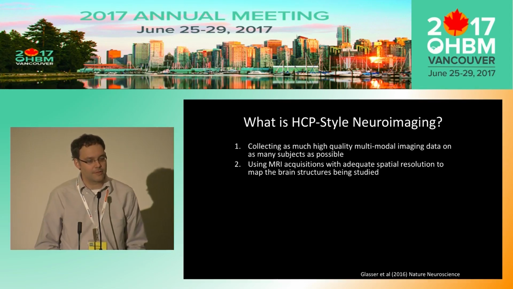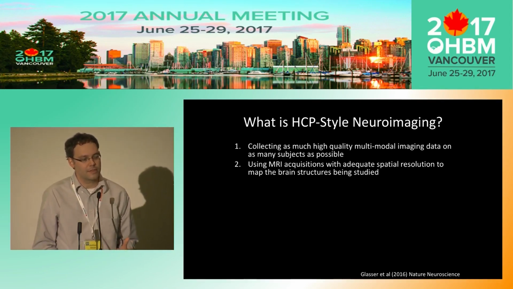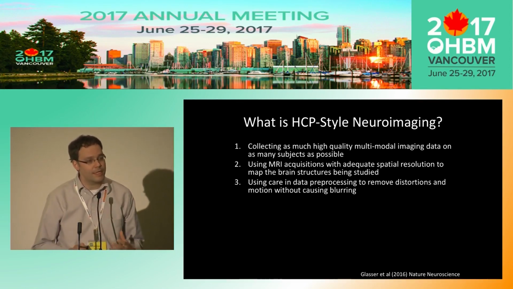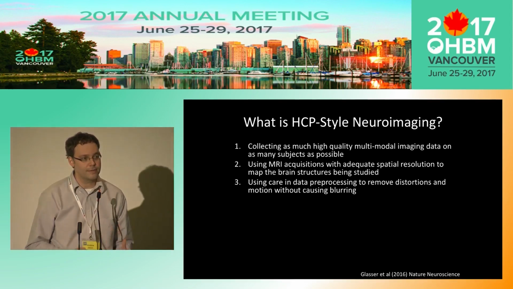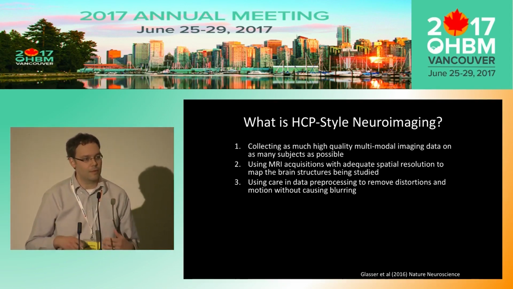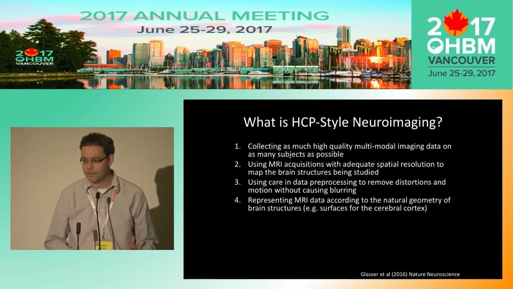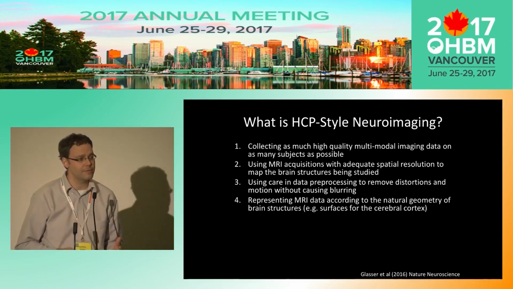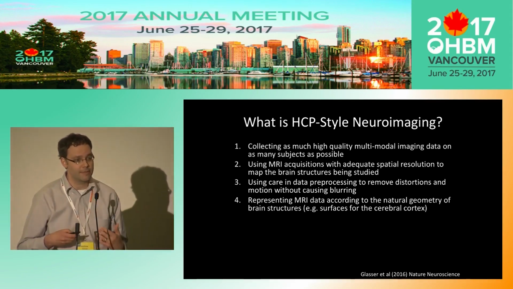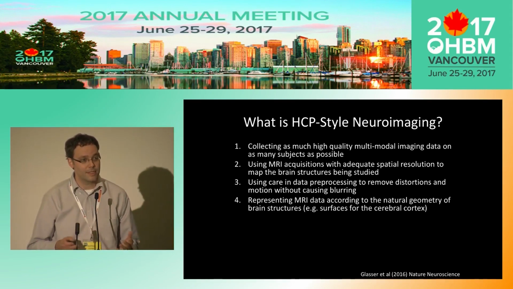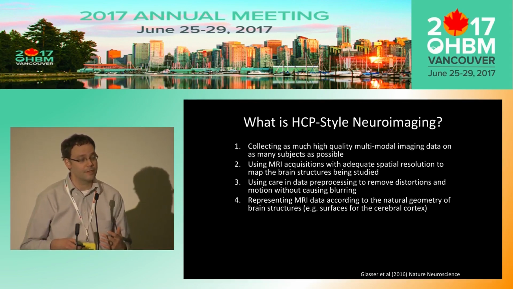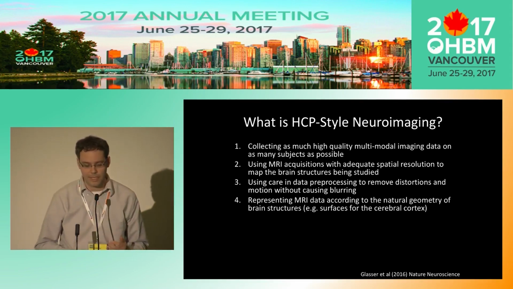Use adequate spatial resolution to image the structures you're interested in, and I'll talk a little bit more about that in a second. When you're doing your pre-processing, you want to get any distortions out of your data. You want to get effects of motion out of your data, but you don't want to be blurring your data. If you acquire at high resolution, you don't want to lose that high resolution. It really helps to represent brain structures according to the natural geometry that they take. So for example, for the cerebral cortex, it's a surface-like structure.